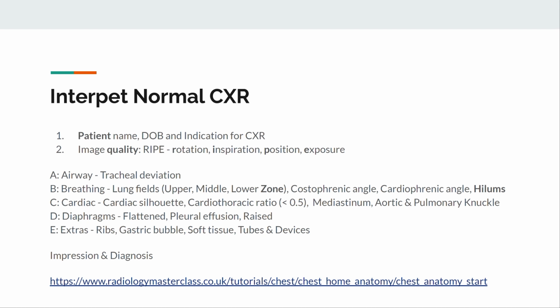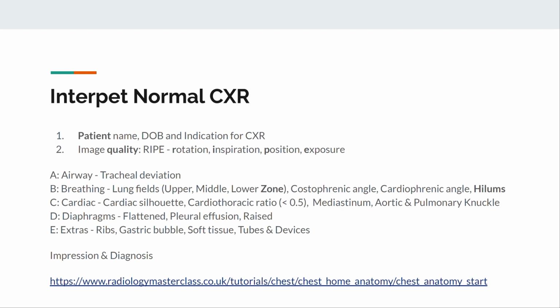So for rotation, we're checking that the clavicles look sort of horizontal, and that relative to the trachea, there's no obvious rotation of the shoulders. And you can also look at the positions of the scapulae. Assessing inspiration, you want to be able to see enough space in between each rib, and you want to see enough posterior and anterior ribs. There's a specific number, but you could just say that it's appropriate inspiration, or you could say it's a poor inspiratory effort.